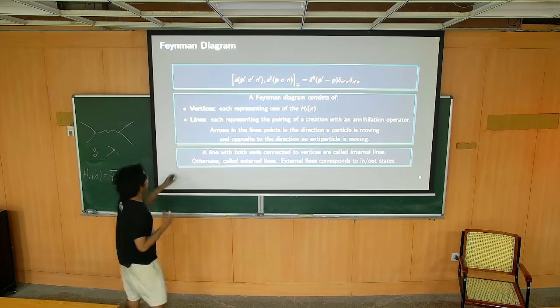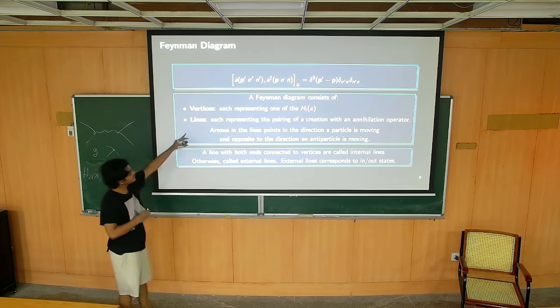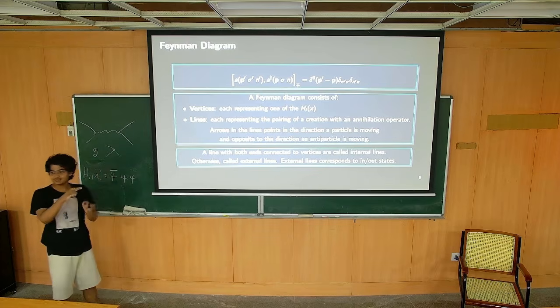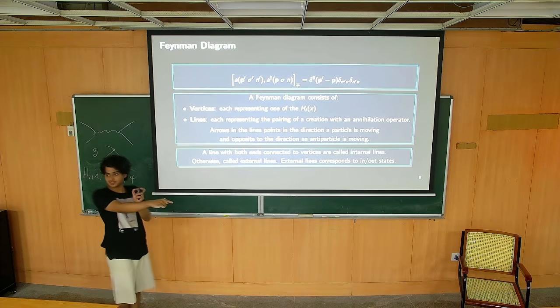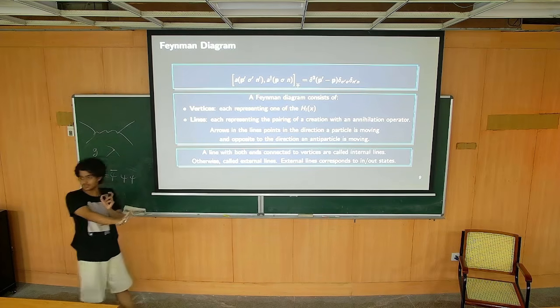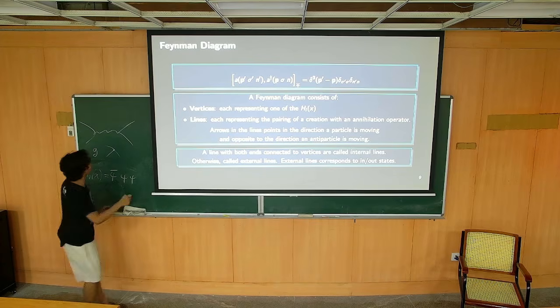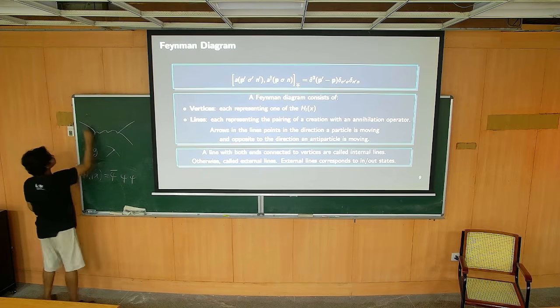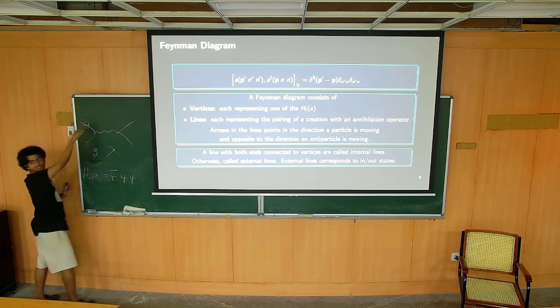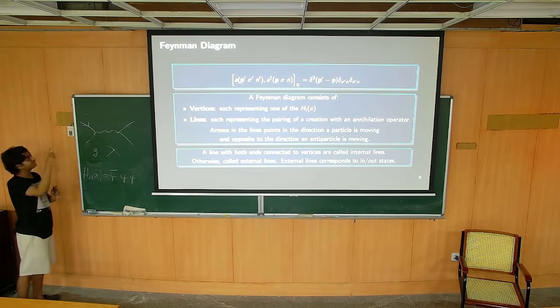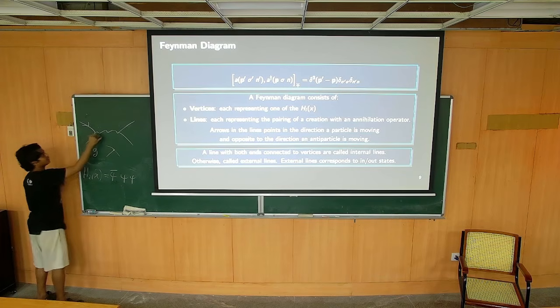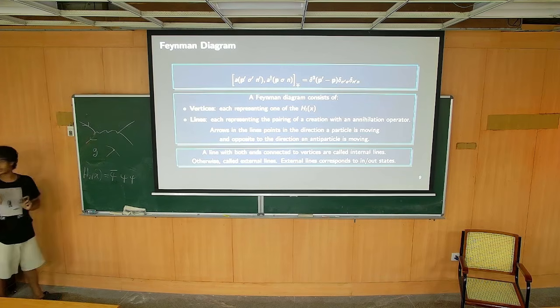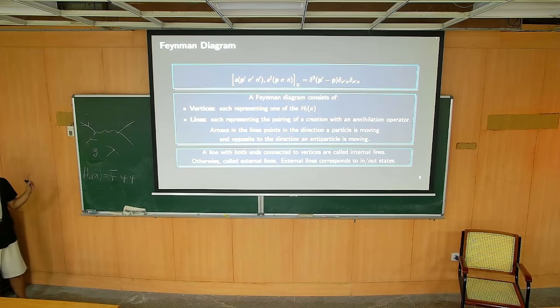Yeah, so the lines here represent the particle. If a particle is moving, the lines will have an arrow in the moving direction. Suppose it is coming from here to here, it will have an arrow like this. And if it's an anti-particle coming from here to here, it will have the opposite arrow. We will say anti-particles travel backwards in time. Whenever you hear that, this is what it means.